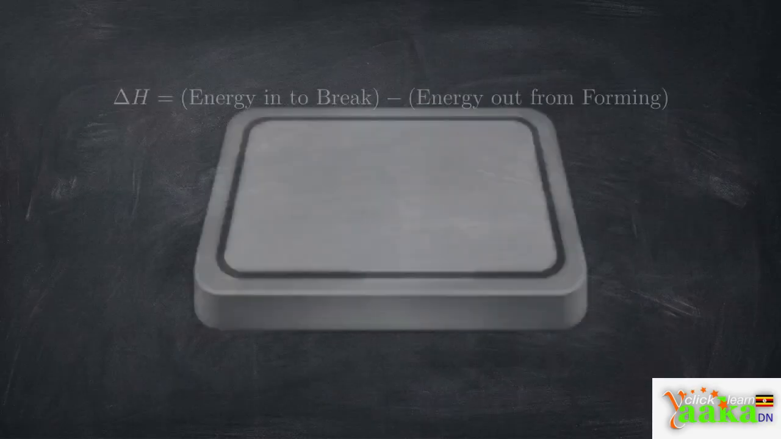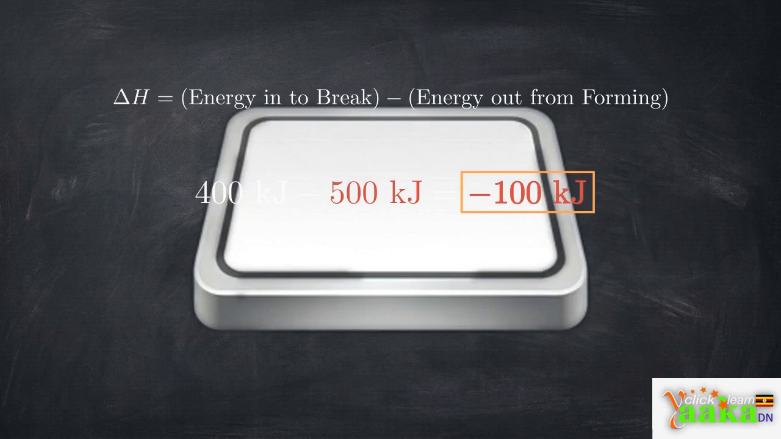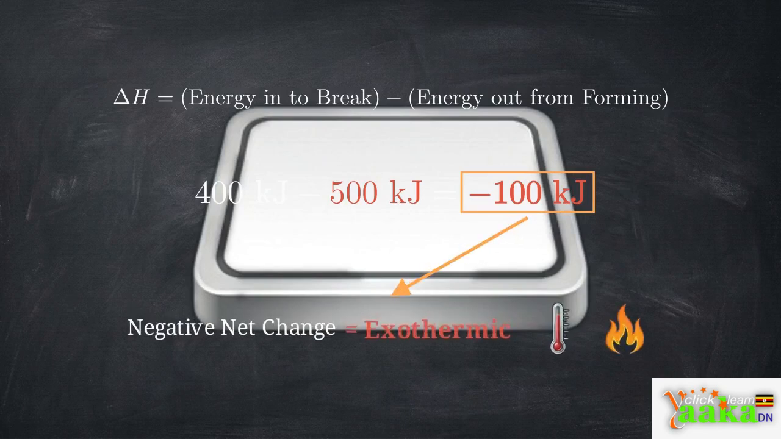Welcome back. Applying our formula, we subtract the 500 kilojoule profit from the 400 kilojoule cost. This gives a result of negative 100 kilojoules. Because the final number is negative, it indicates a net heat loss to the environment, proving the reaction is exothermic.